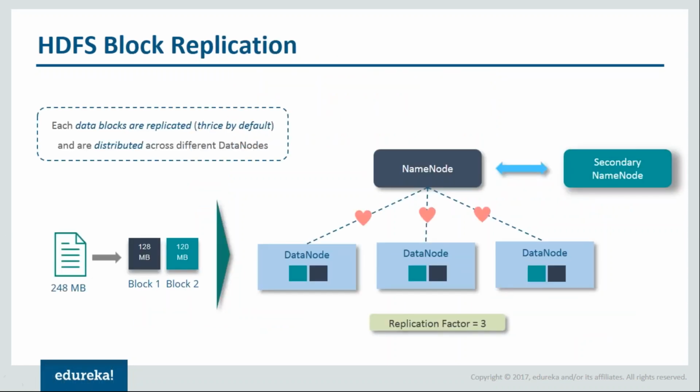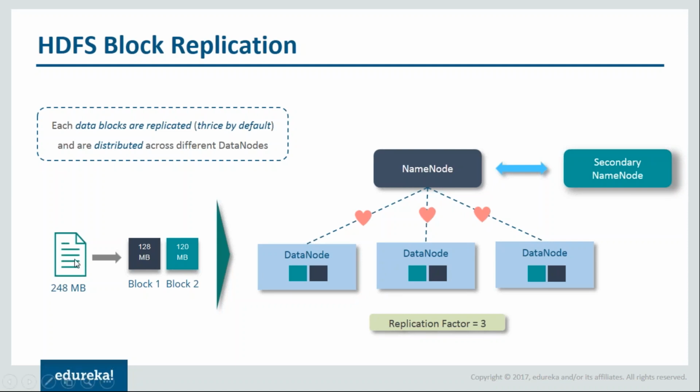So now let us know what block replication is. Whenever you dump your file into HDFS, first it is divided up into blocks, and then each block is copied 2 times. So now you have the original block and 2 more copies of the same block. Replication factor equal to 3 means that there are 3 similar blocks in your Hadoop cluster.